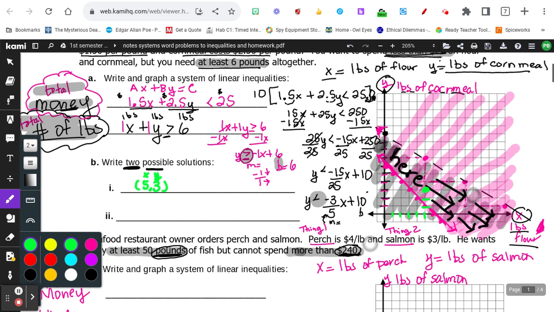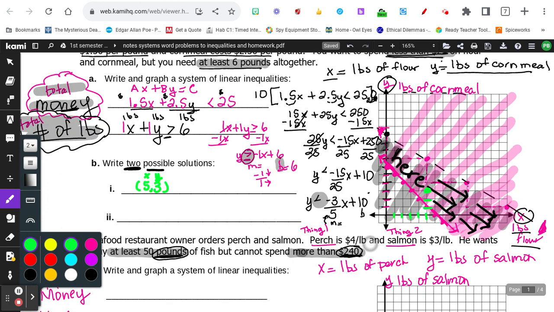Well, let's look at what X meant. X represented the pounds of flour. So this would be 5 pounds flour. And then we can see Y represented the pounds of cornmeal. So that would be 3 pounds cornmeal. Okay. Now all you have to do is pick one more.